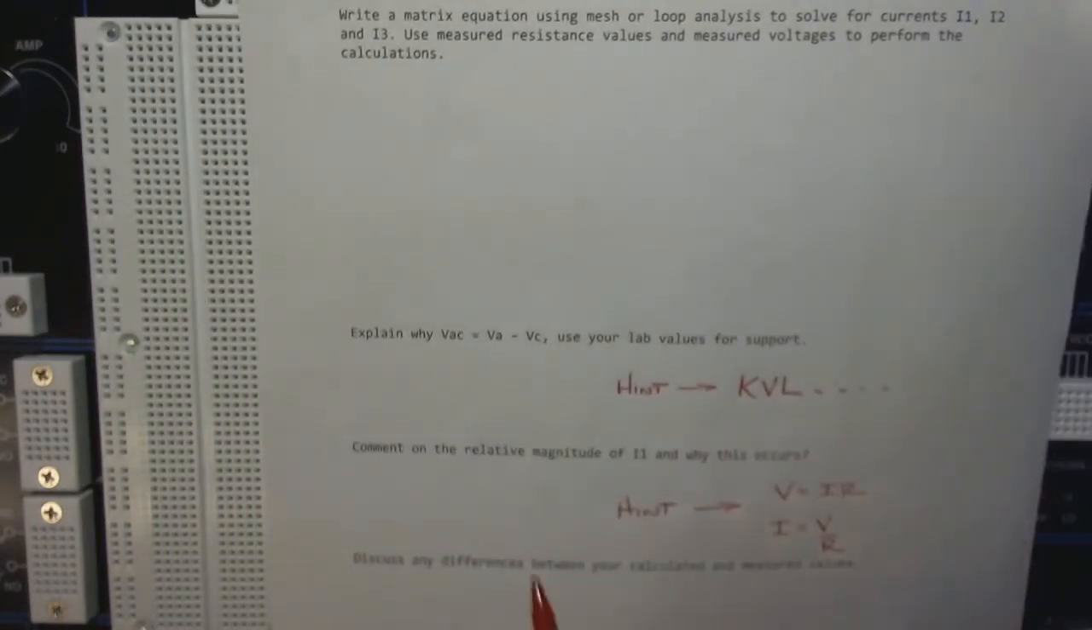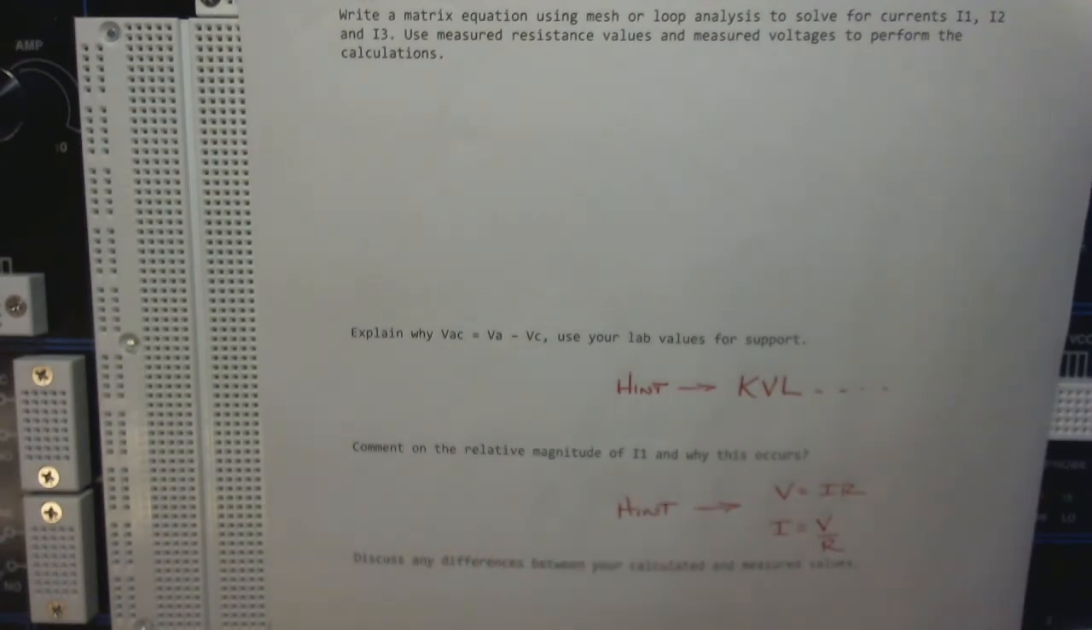Then you can explain why VAC is equal to VA minus VC. And hint, that was the Kirchhoff's voltage law that we talked about. We actually spent quite a bit of time before we started our measurements talking about that, so go back and look at that. And then comment on the relative magnitude of I1.